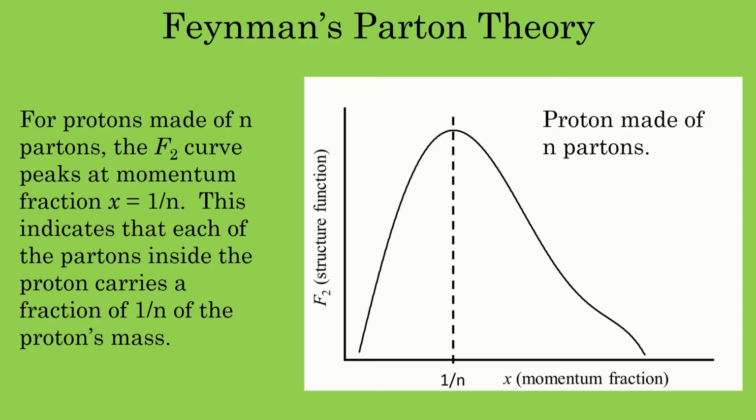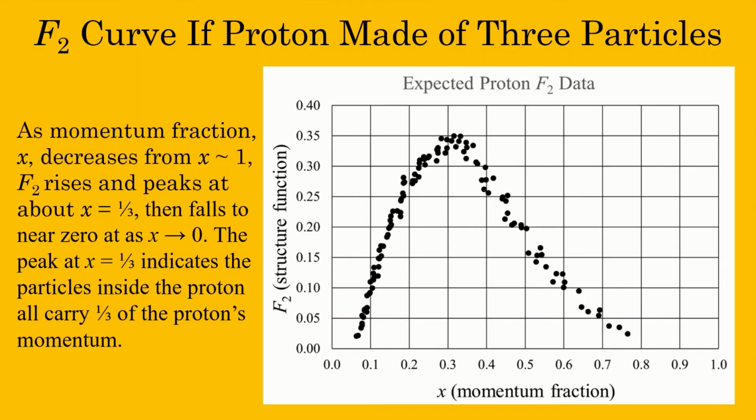According to the theory, if there are n particles inside the proton, then each particle should carry a fraction 1 over n of the proton's momentum. Consequently, the f sub 2 structure function values should peak at that momentum fraction and approach 0 as x approaches 0. This meant that if the proton is made of 3 quarks, the proton f sub 2 curve should peak at about x equals 1/3 and look something like the curve shown.